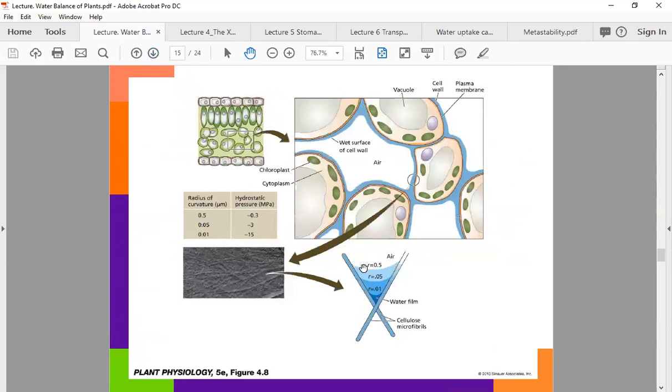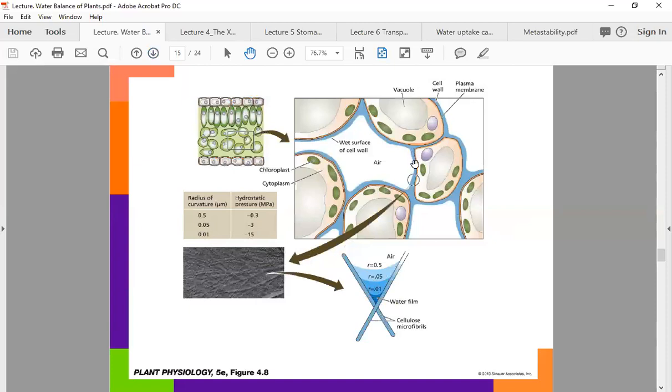Let's say more water evaporates from there into the air spaces within the leaf. Here the curvature becomes greater, radius of curvature 0.05, here it is here. Look at what that does to the pressure. It's even more negative now, -3. And again, greater curvature of that air-water interface, radius of curvature 0.01. Now we have an even more negative hydrostatic pressure, -15. Quite amazing how that tension actually develops here.